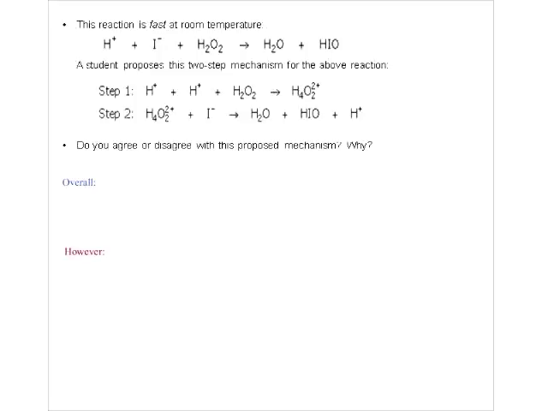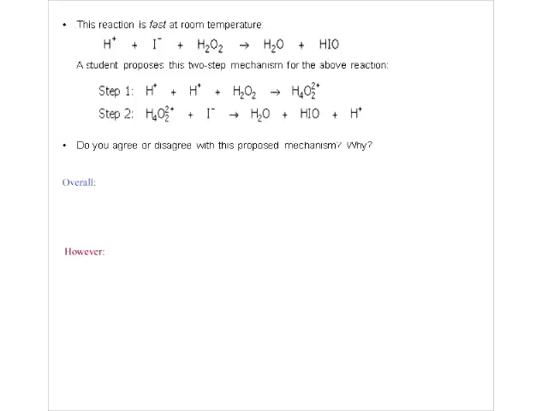Okay, last but not least, another public exam type question. It's saying that this reaction is very fast at room temperature. And a student proposes the 2-step mechanism, saying this is probably how this fast reaction occurs. And they're asking, do you agree or disagree with this proposed mechanism? And the answer is why.